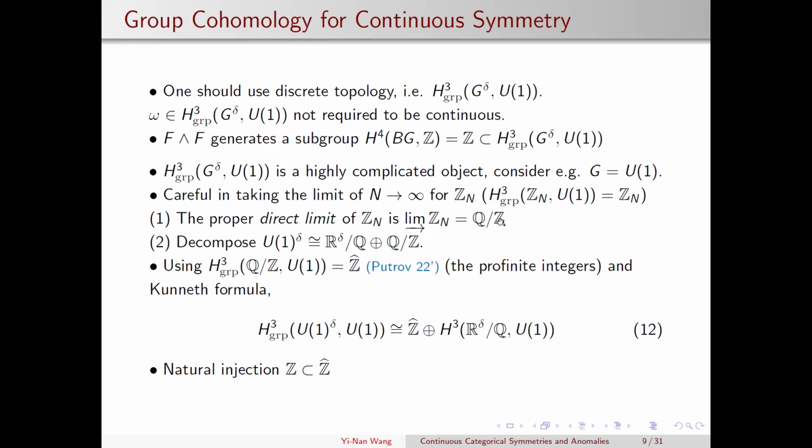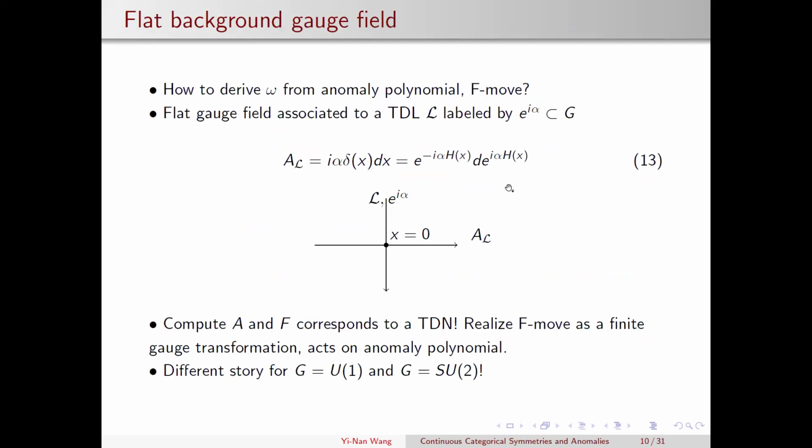Okay. Then our physical question, that was a highly technical math part. The physical question is also very clear. We know that the anomaly for a continuous group like U1 or SU2 should be described by an anomaly polynomial. Then can we use a rearrangement of topological defect networks to derive this omega, this representative for a U1 group, that corresponds to our FHF anomaly polynomial, which we are interested in?